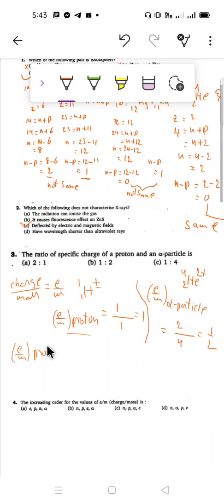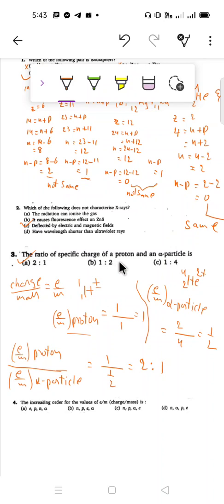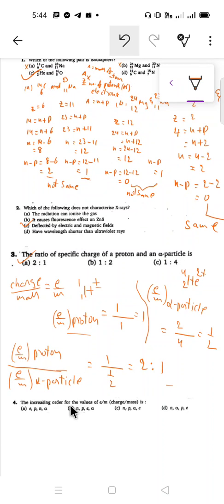E by M value of proton by E by M value of alpha particle is equal to 1 by 1 by 2. This is equal to 2:1. So 2:1 here it is the answer. Specific charge of proton and alpha particle is 2:1. So this is an easy way you can calculate. Okay, next problem.